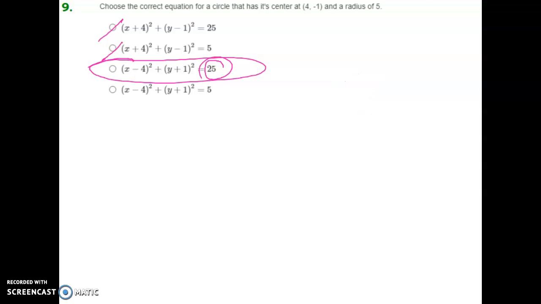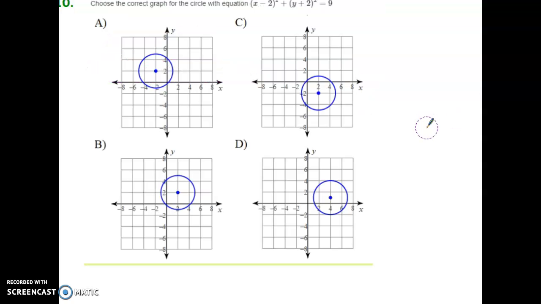And we are on to the last problem. Choose the correct graph. All right, so the center has to be at 2, negative 2, and the radius is 3. So let's see. 2, negative 2. Looks like the only 2, negative 2 I see is right here. Let's see if it's got a radius of 3. 1, 2, 3. Boom. So the answer to number 10 is C.